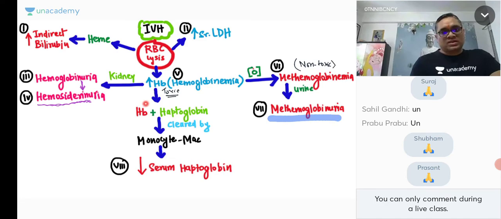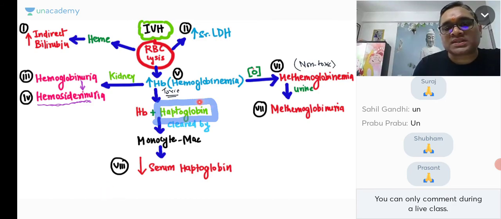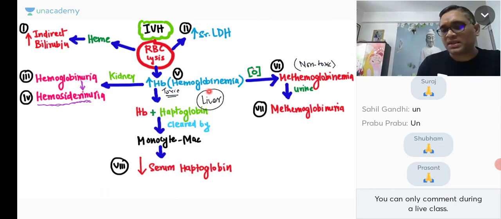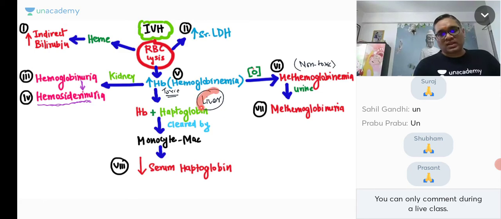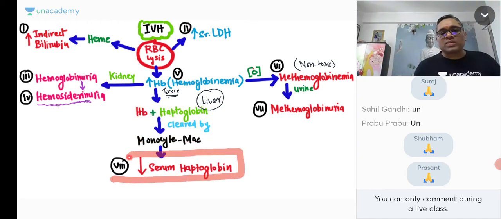Right. Now come to the last point. As I said, hemoglobin is the toxic form, so some of it will combine with a protein called haptoglobin. What is haptoglobin? Haptoglobin is a protein synthesized by the liver. The liver synthesizes haptoglobin, and this haptoglobin combines with hemoglobin, and they are cleared by the monocyte macrophage system. When they are cleared, the haptoglobin is also removed, so when you measure the serum haptoglobin level, it will be decreased, right?